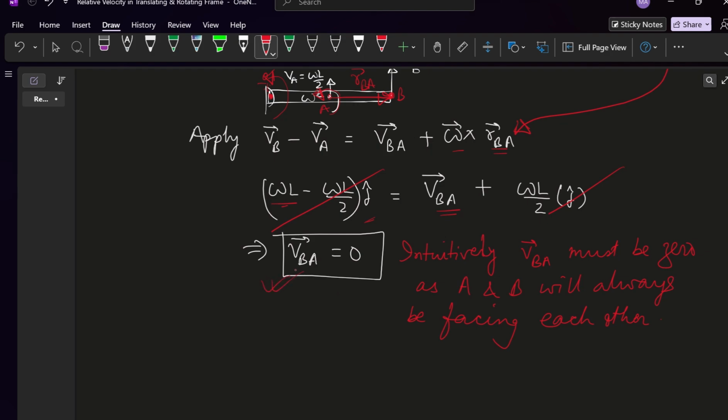I hope, students, all these minute concepts are clear. Once you understand these concepts, they form the backbone to prove the Coriolis and centrifugal forces. So this is a very important one.